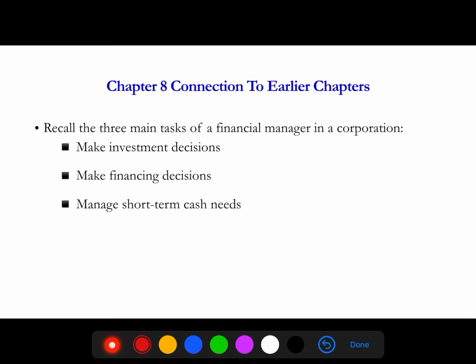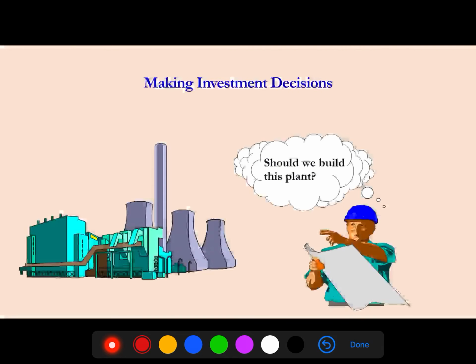So in this chapter, we are going to learn about some tools that help us make these investment decisions. Essentially, the question that we are answering in this chapter is whether or not to accept a project. When should we accept a project and when should we reject a project? Or if we have several competing or mutually exclusive projects, which one should we choose?